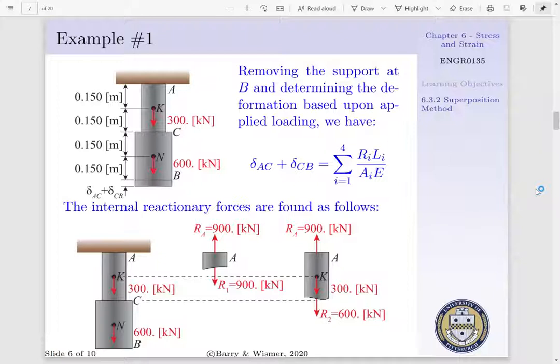For us to begin, we first have to determine our internal reactionary forces, and we will do this by cutting member AC between A and K. In doing such, we find our internal reactionary force R1 is equal to 900 kilonewtons. This is valid in member AK. Next, we will cut member AC between K and C. And in doing such, we find our internal reactionary force R2 is equal to 600 kilonewtons. This force is valid in the region from K to C.